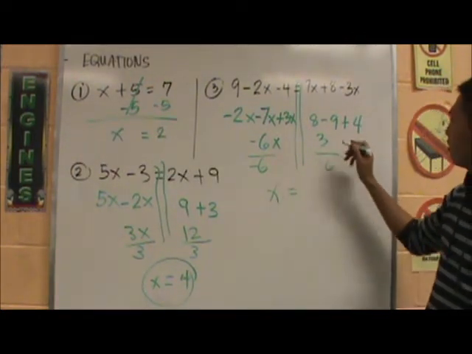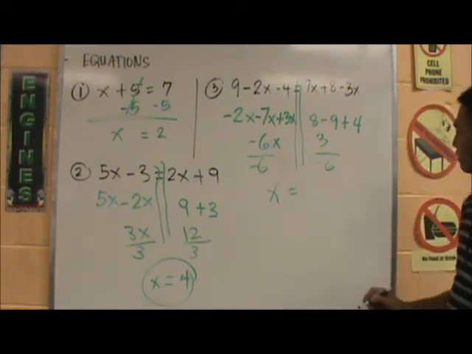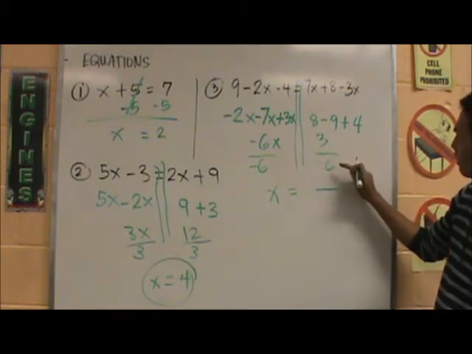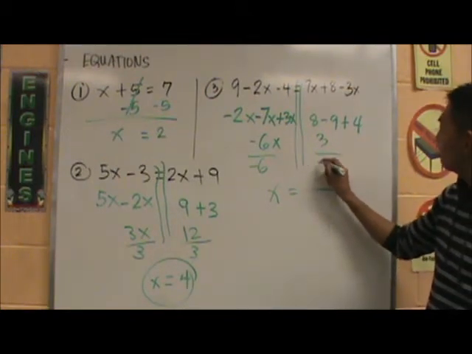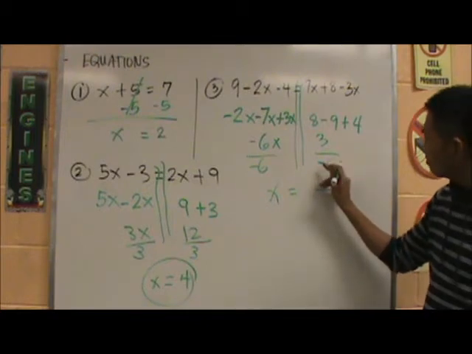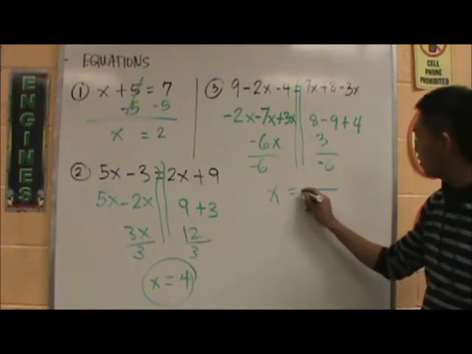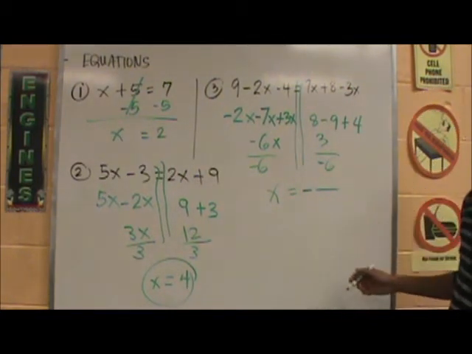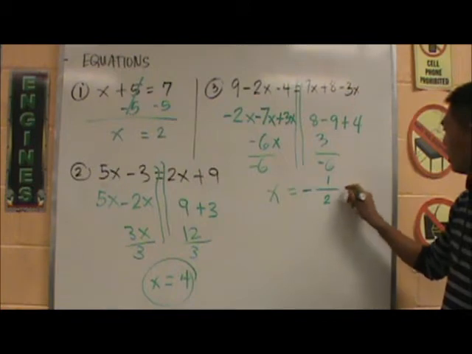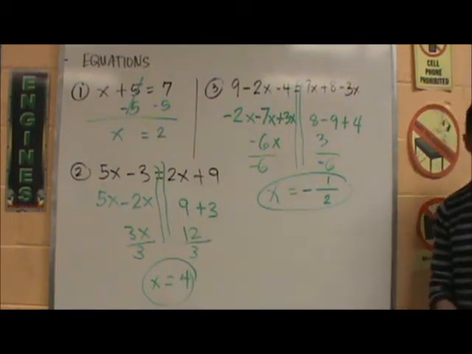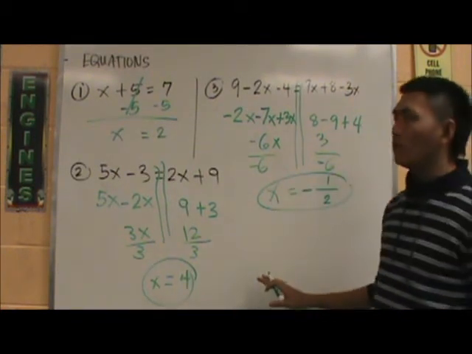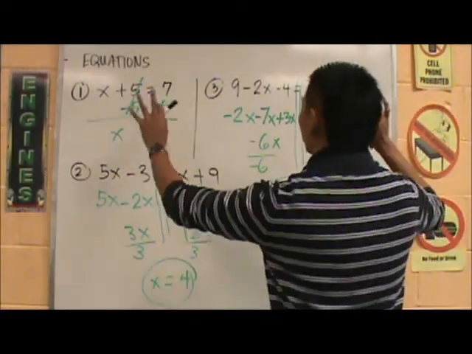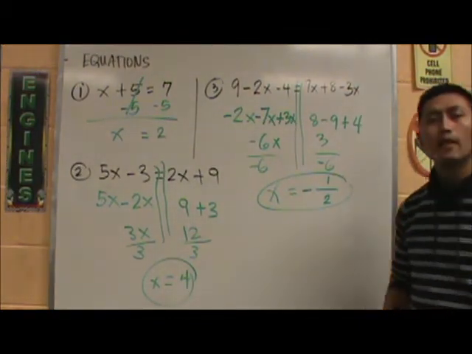So x is equal to 3 over negative 6. When you write the final answer of 3 over negative 6, we know that we have a negative 6. It is proper to just put that symbol in the middle and then go ahead and get the lowest term of 3 over 6, which is obviously 1/2. So x is equal to negative 1/2. This is how you solve equations with variables on both sides. That's it.